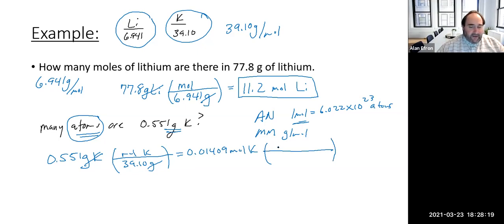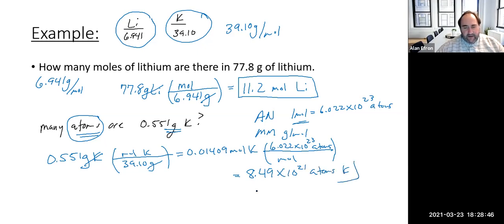And now we can use Avogadro's number here to go from moles to atoms. We're going to multiply by Avogadro's number, making sure that we do use our exponent button here. So we're going to times that by 6.022, exponent button 23. And that is going to get us 8.49 times 10 to the 21 atoms of potassium here in 0.551 grams. Question on those steps.